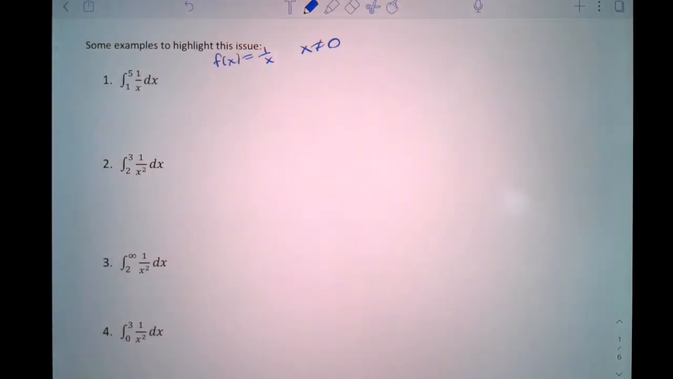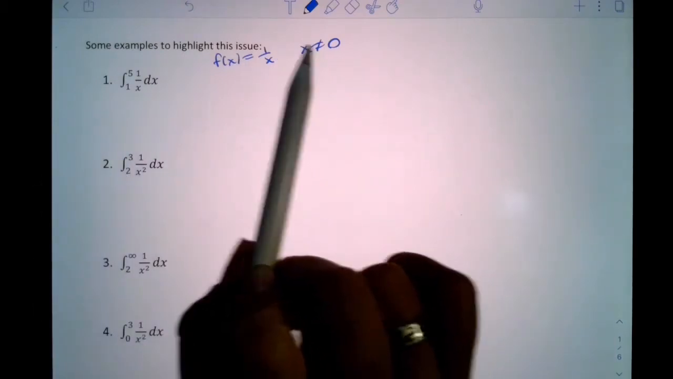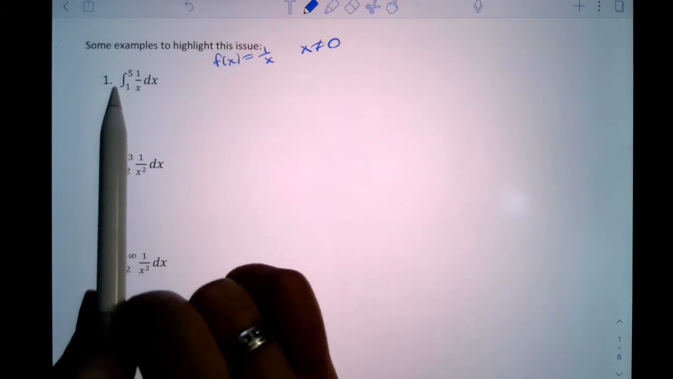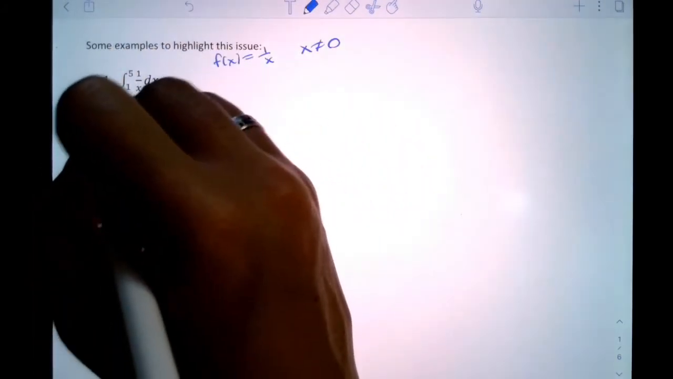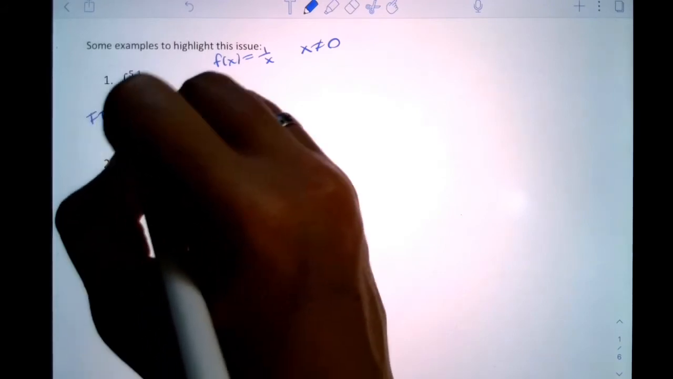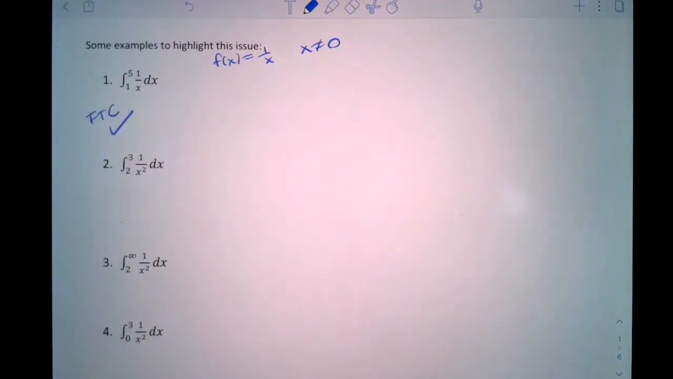And it just so happens that all of your other integrals that you've done in Calc 1 always did steer clear of 0. Look at my limits of integration. They're from 1 to 5. So this does check off as far as passing the fundamental theorem of calculus. Your function is continuous from 1 to 5. That's clearly a closed interval, and so you can proceed as normal.